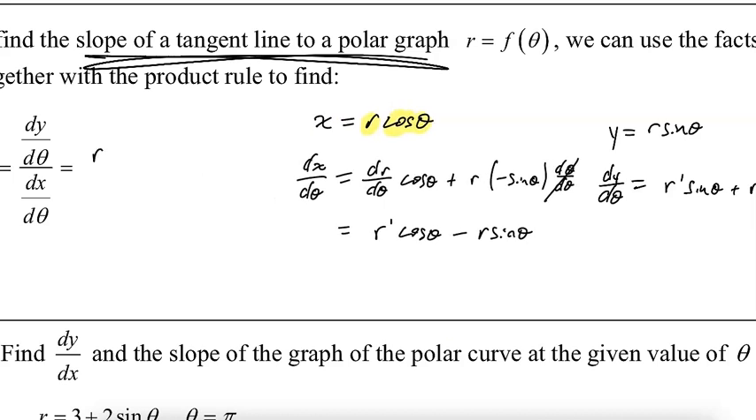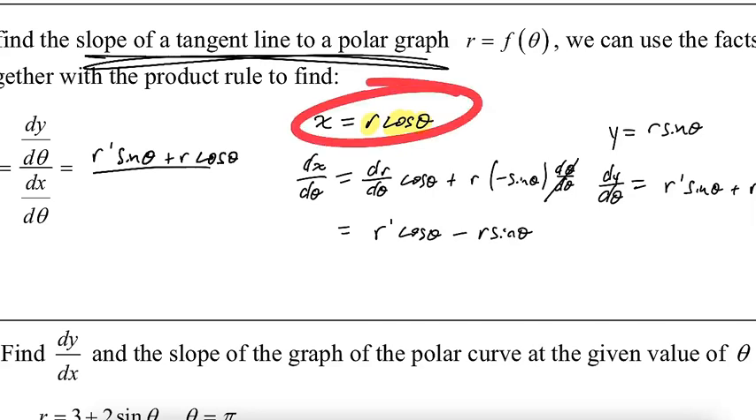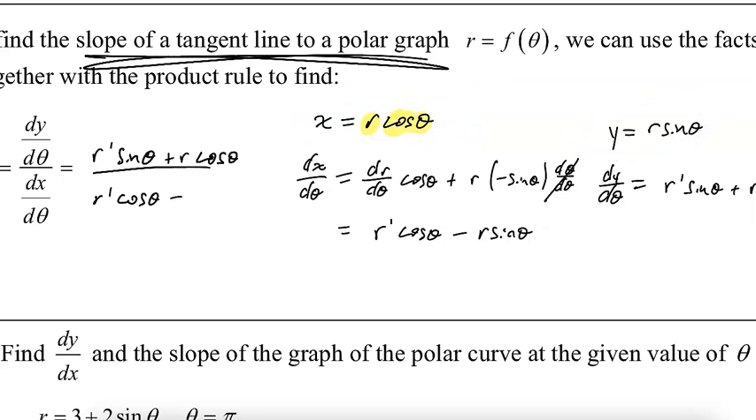So we can turn this into, some teachers make their students memorize this. I do not want you to memorize this, but I do want you to memorize that x equals r cosine theta, y equals r sine theta, and then you can come up with it. Over r prime cosine minus r sine. Right.